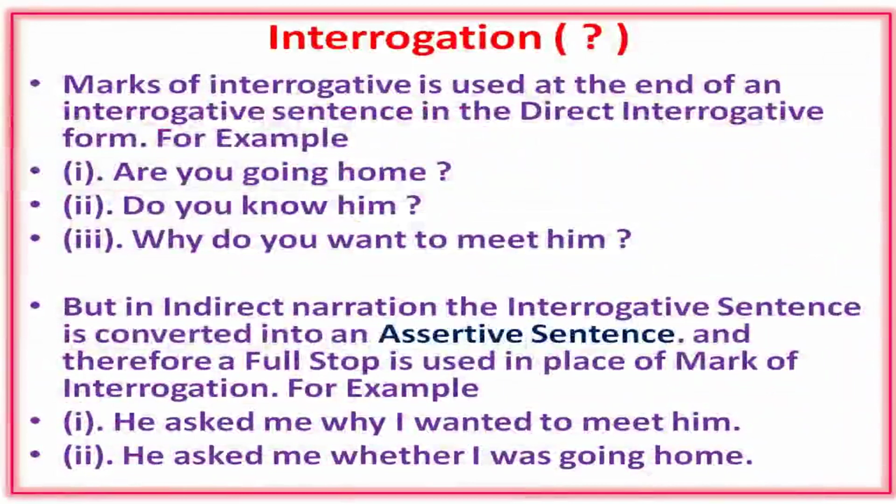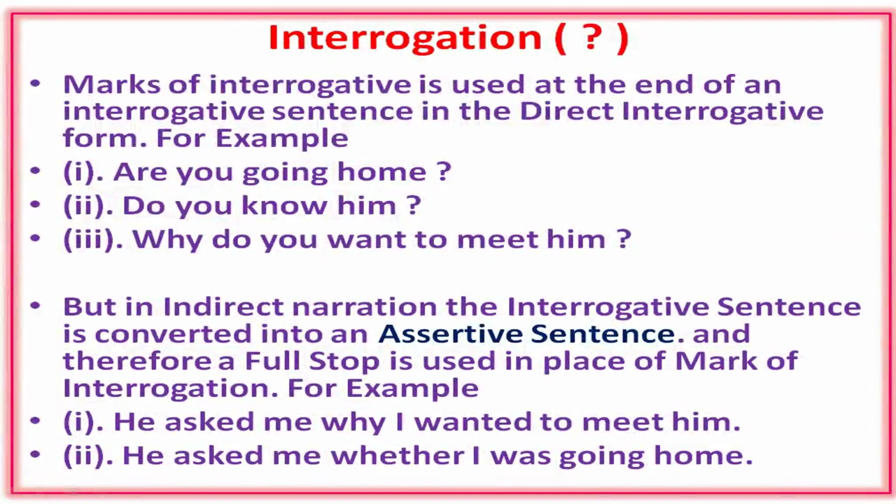Next is interrogation, that means question mark. Marks of interrogation are used at the end of an interrogative sentence in the direct interrogative form. For example, number 1, are you going home? Do you know him? Why do you want to meet him? These are questions. At the end of an interrogative sentence, we can use the interrogation mark or question mark.